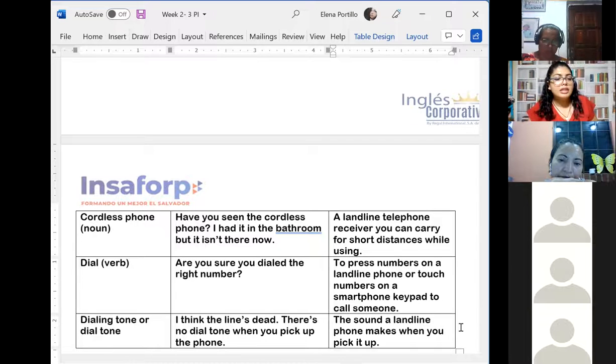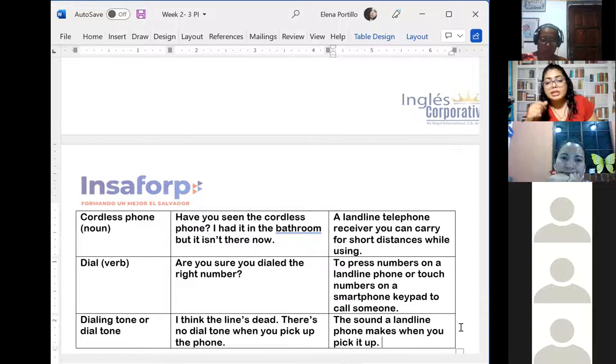In this case, we have dialing tone or dial tone. This is not the same as the ones that we have in the first spaces. In this case, it's talking about the sound that a landline phone makes when you pick it up. Esta es un tono, ¿verdad?, que se utiliza en los teléfonos fijos, in which we hear that sound when we pick up the phone and we don't put it in the base. Son aquellos sonidos que se hacen cuando se levanta el teléfono, no se vuelve a poner a la base.